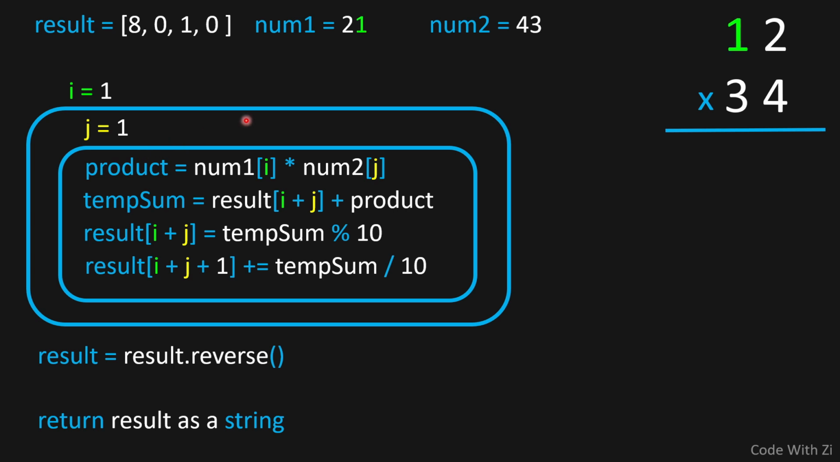This time i is still pointing to this number here, but j is pointing to this number. So we're going to bring these numbers again. i is pointing to 1 and j is pointing to 3. If we multiply them by each other, that's going to give us 3. Our product is 3. Let's calculate our temp sum.